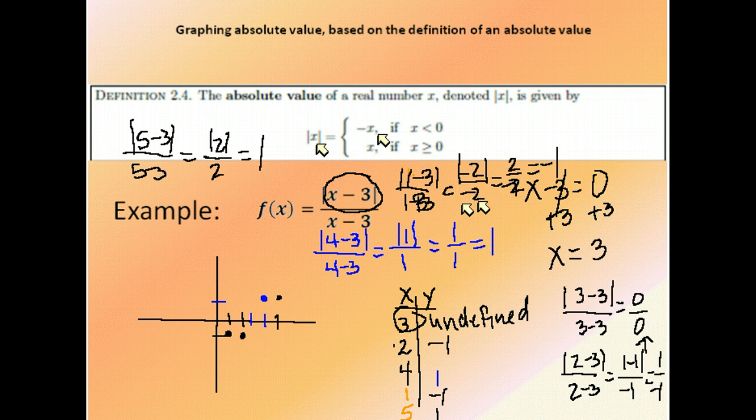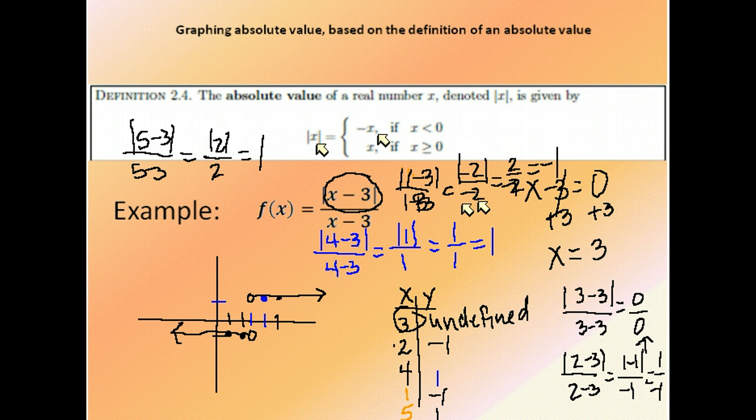So notice the bottom seems to be all at negative 1. The top up here seems to be all at 1. We know that 3 is undefined, so we're going to put an open circle there and there. And then we want to connect the dots here. You can plug in more values if you want to test the function. That's just fine. Okay, what they would tell you to do in the book.